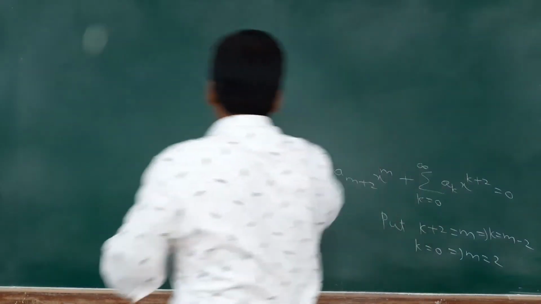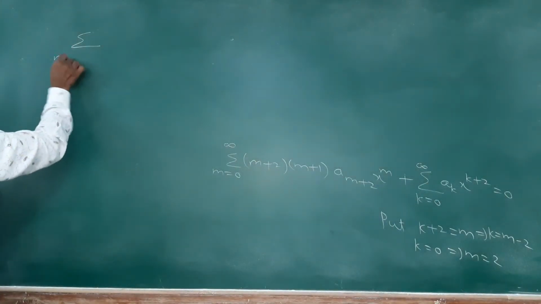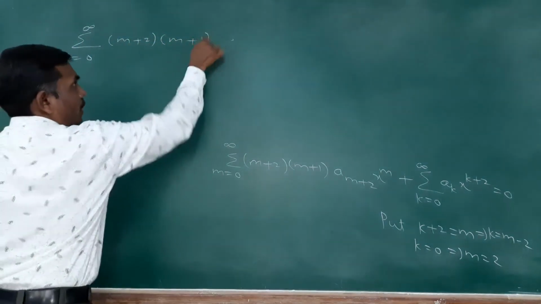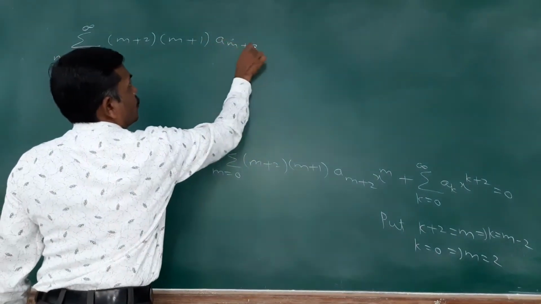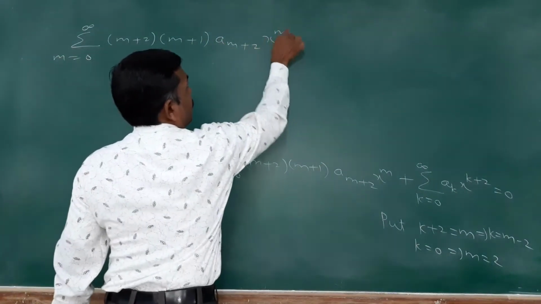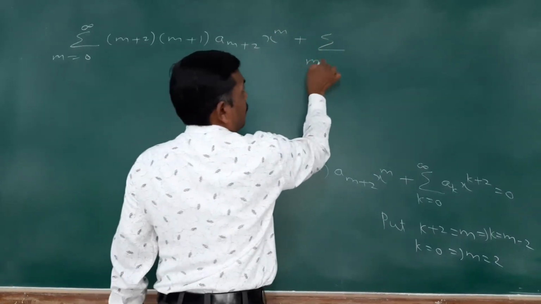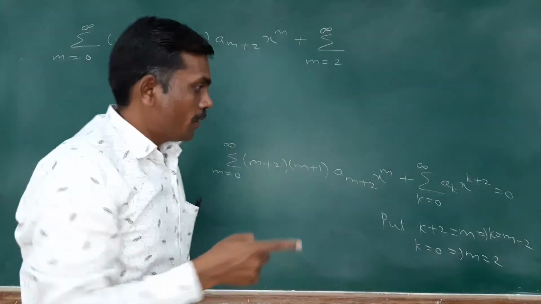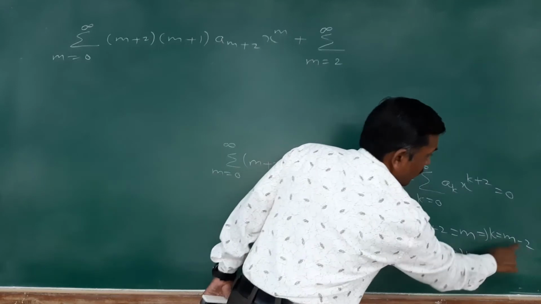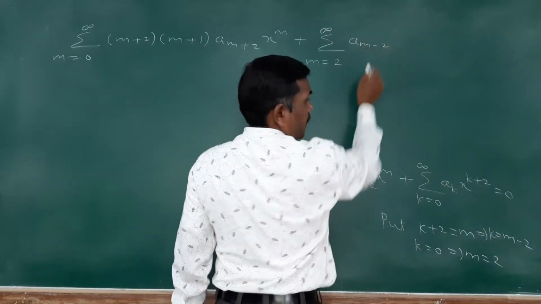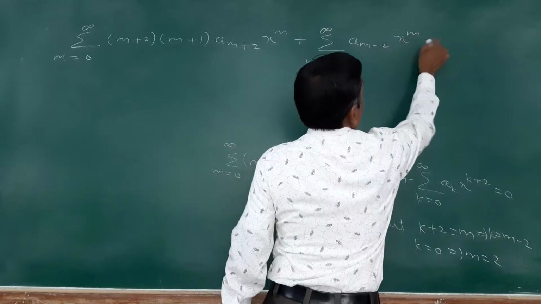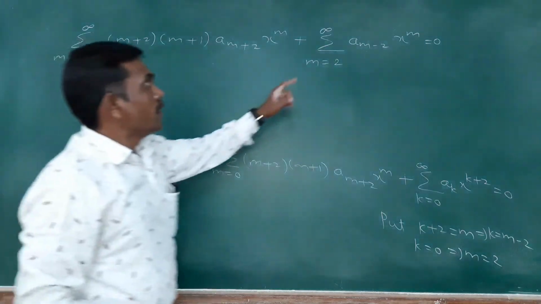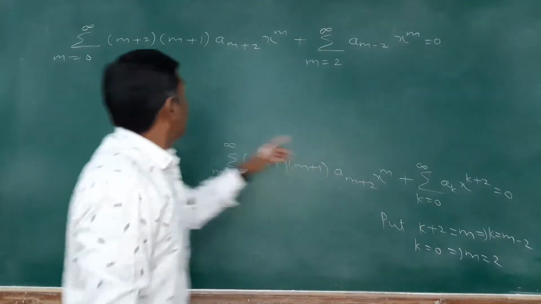Series m equal to 0 to infinity, then (m+2)(m+1)a_{m+2} x^m, plus series m equal to 2 to infinity. Understood? Then a_{m-2} x^m is equal to 0. Clear?